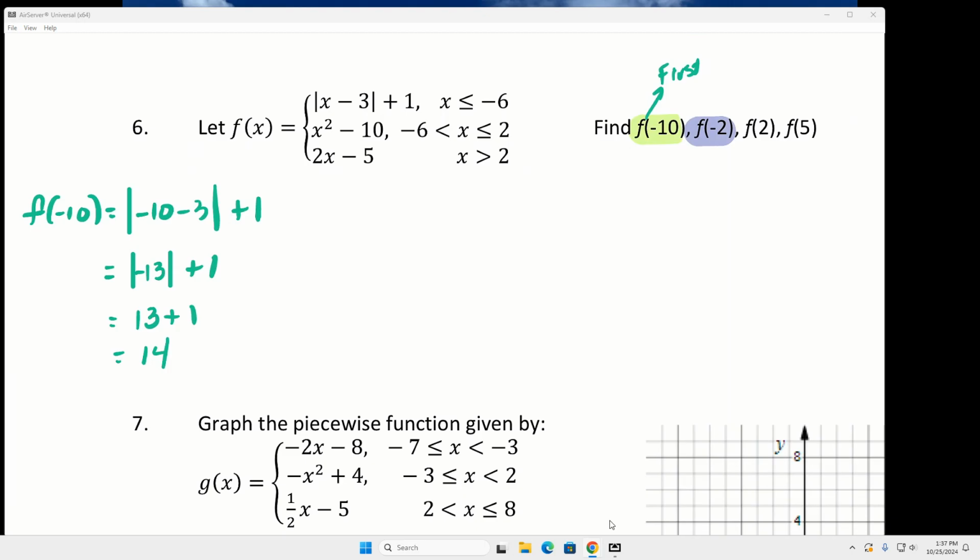All right, so for the next one, we're going to evaluate f of negative 2. So look at your intervals and decide which piece we're going to use for negative 2. Yep. Because negative 2 falls in between negative 6 and 2. All right, everything I put into the middle piece, I'm going to square and then subtract 10 from it. So what do you get when you square negative 2? It's just 4. And then 4 minus 10 is negative 6.